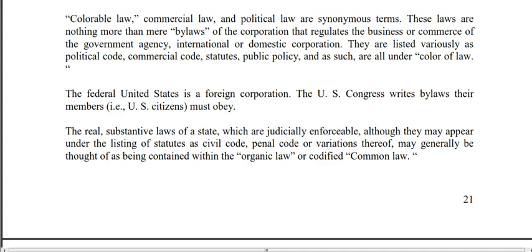Colorable law, commercial law, and political law are synonymous terms. These laws are nothing more than bylaws of the corporation that regulates the business or commerce of the government agency, international or domestic corporation. They are listed variously as political code, commercial code, statutes, public policy, and as such are all under color of law. The Federal United States is a foreign corporation. The U.S. Congress writes bylaws their members, i.e. U.S. citizens, must obey. The real substantive laws of a state, which are judicially enforceable, although they may appear under the listing of statutes as civil code, penal code, or variations thereof, may generally be thought of as contained within the organic law as codified common law.